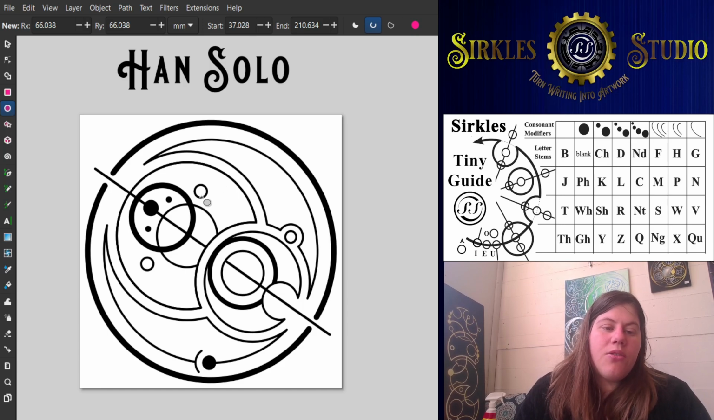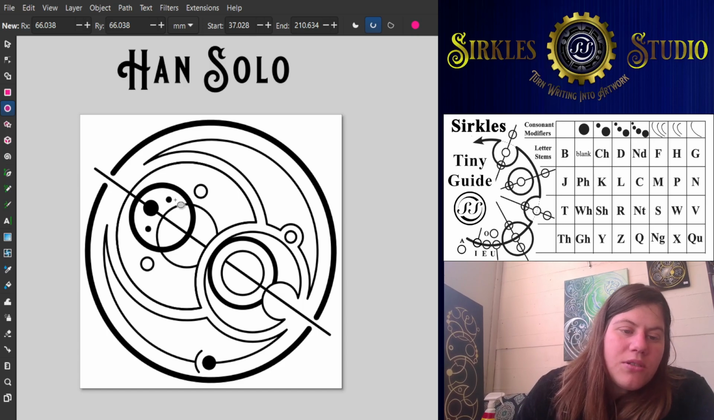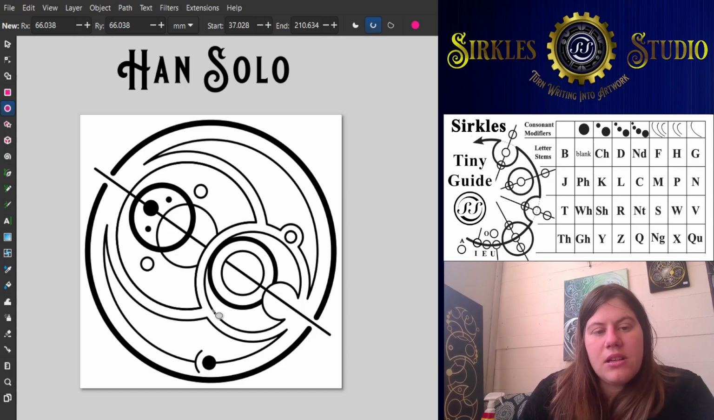Continuing around, here's our O inside our word circle, and this is another full circle, just like the N, except it's thicker. That's just a stylistic choice. And this L has 1, 2, 3 dots, and then another O at the end. So there's Solo. So Han Solo is this design.